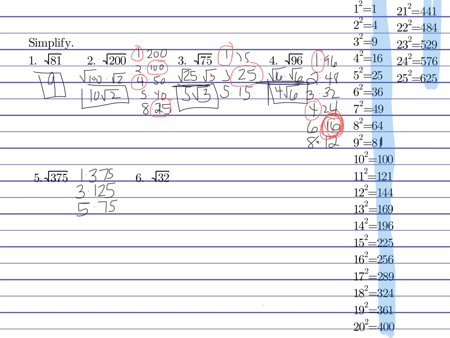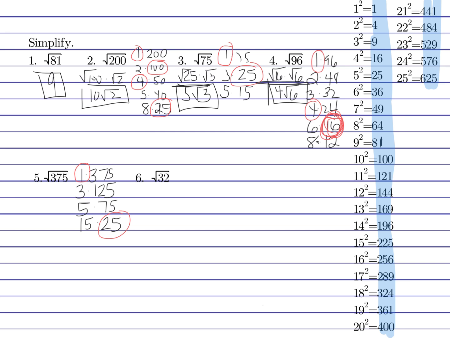I know it's divisible by 25 because 125 is 5 times 5 times 5, or 25 times 5. So I'm going to do 25. 15 times 25. I believe that's it. Yes. And then the perfect squares are 1 and 25.